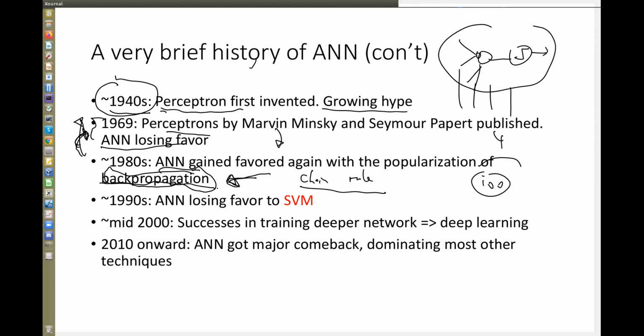Again, lots of hype came in, and lots of claims and so forth. The area got hot again, but again it lost favor in the 90s to the support vector machine. It lost favor because SVM is more elegant mathematically, and it's easy to train.